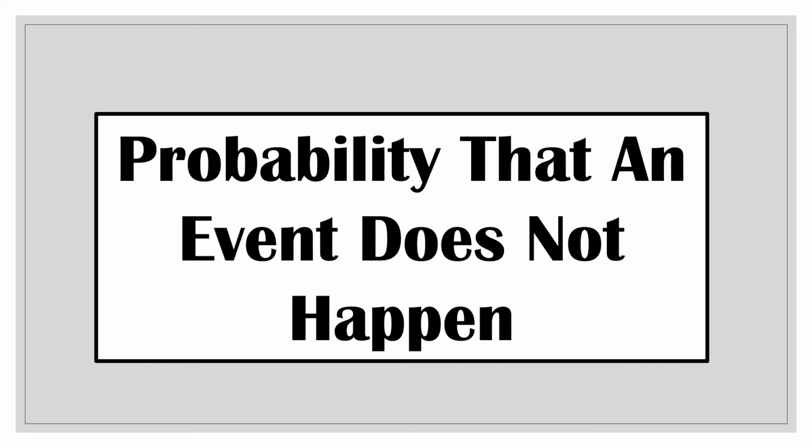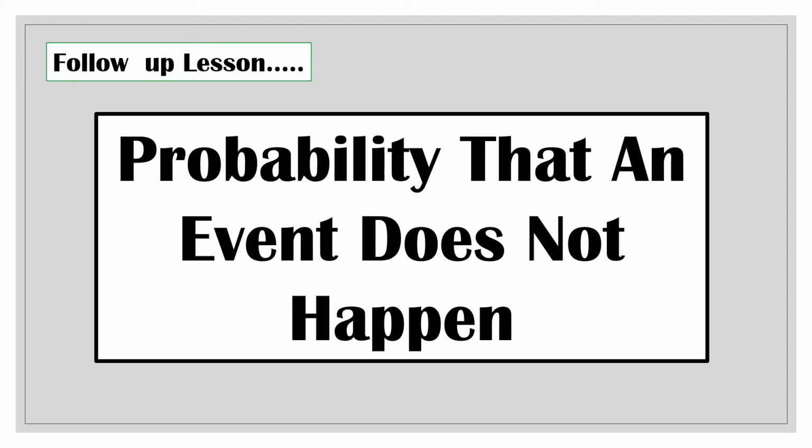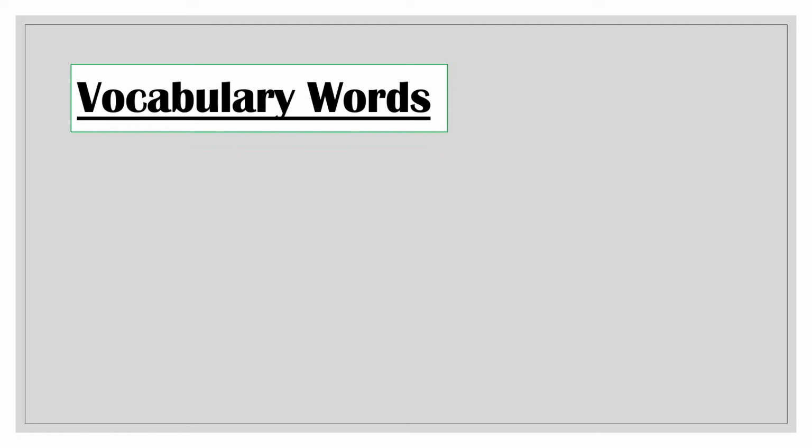Our topic for today is all about the probability that an event does not happen. This lesson is just a follow-up from the previous topic, in case you don't understand it well from the previous one. Before we go on to our topic for today, let's first have the vocabulary words.